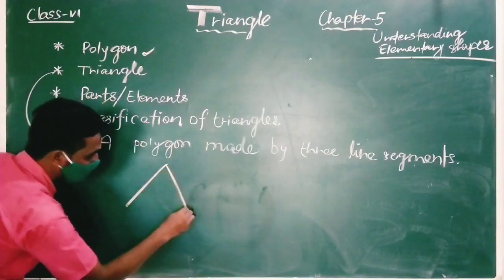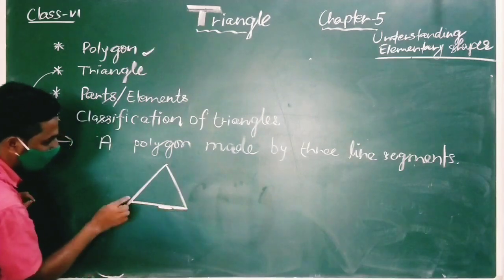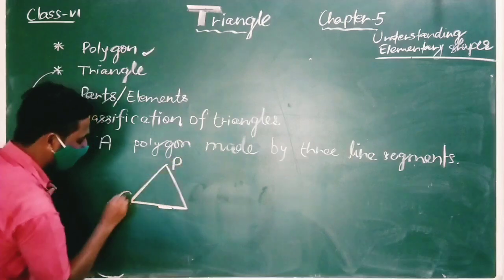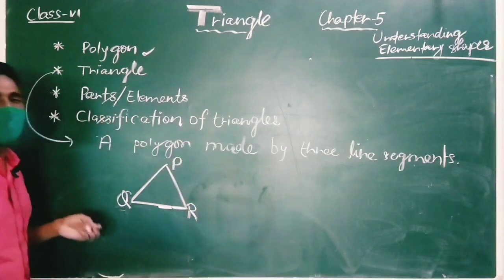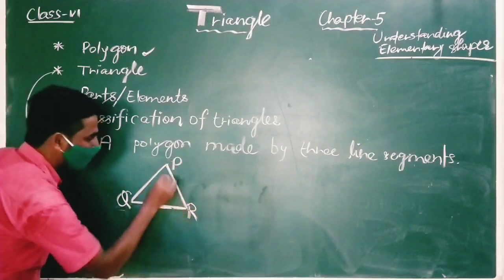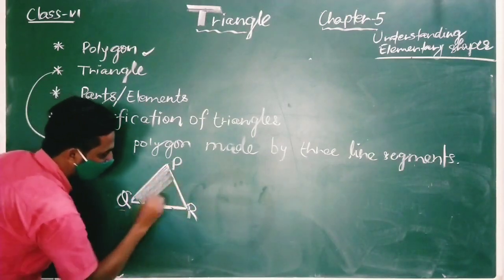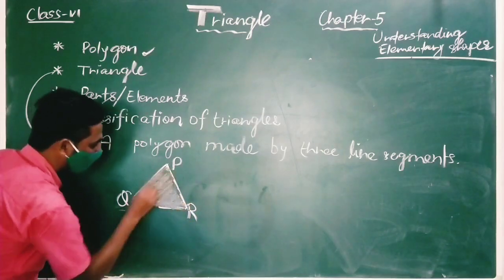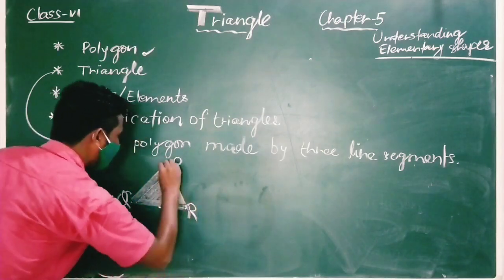So this is your triangle. This is the picture, 3 lines are used, so this is called a triangle. If you name it, then it is PQR. I will not go into detail because the triangle is only being introduced. This picture is called a triangle, and you can see 3 sides are used to make this picture, so this is called a triangle.